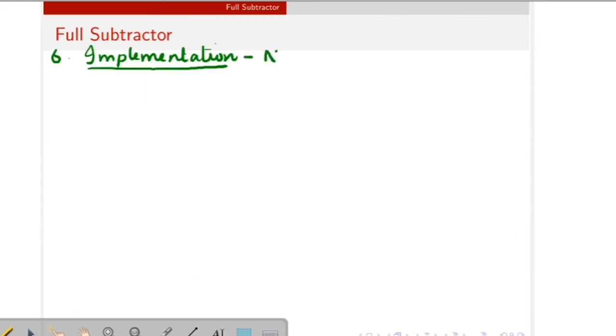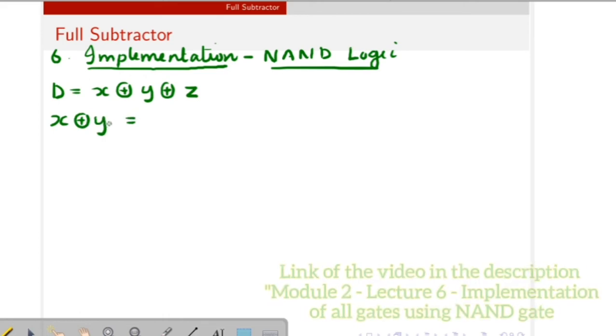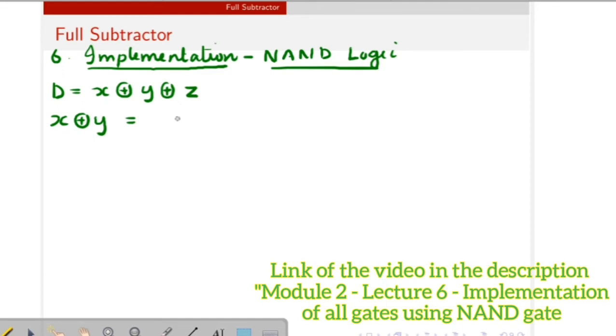Next is implementation of full subtractor using NAND logic. We know that difference is equal to X XOR Y XOR Z. So how can we implement X XOR Y using NAND logic? See the video, implementation of all other gates using NAND gate, for the derivation of the expression X XOR Y using NAND gate. In that video we derived it as X into (XY bar) whole bar, into Y into (XY bar) whole bar, whole bar.